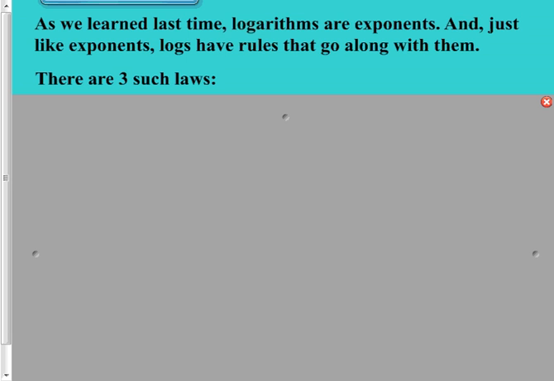Okay, so as we learned last time, logarithms are exponents, and we probably had a little fun trying to get our heads wrapped around how to convert from logarithmic to exponential and exponential back to logarithmic forms. But just like exponents, we have laws that go along with our logarithms.